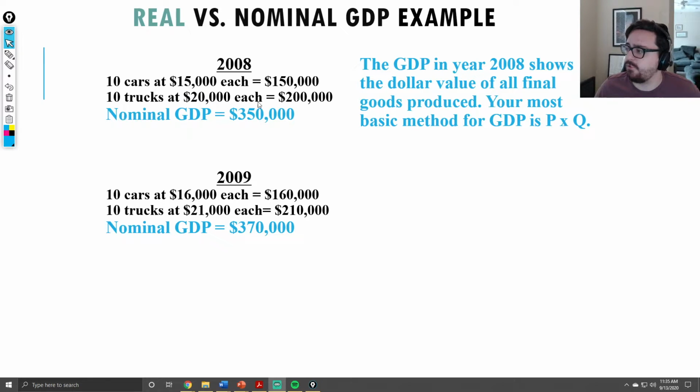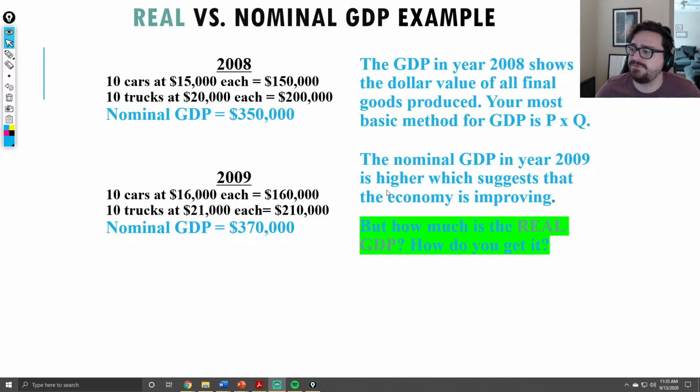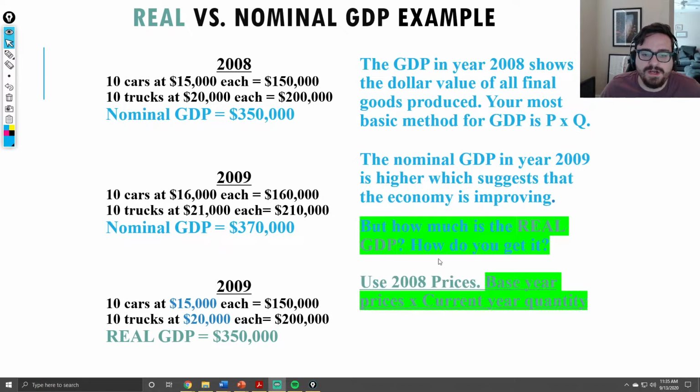Well, can I prove that it's not as good? Yeah, we can. The nominal GDP suggests that the economy is improving, but it's really not. How much is their real GDP? What is their GDP really? And how do I find it? What I do is I use the base year's prices. I'm going to use 2008's prices and 2009's quantities. That looks like I just did 2008's again. That's because 2009 had the same quantities as 2008.